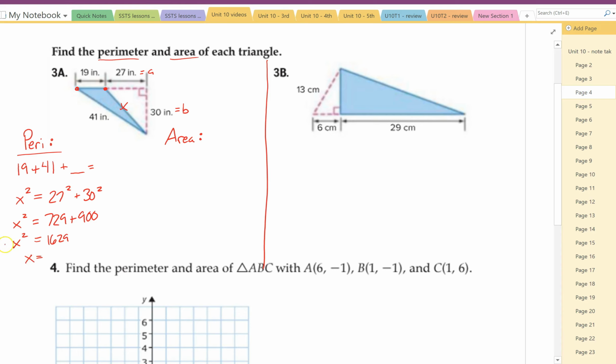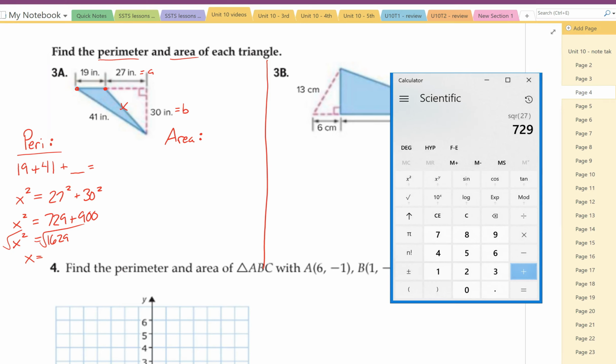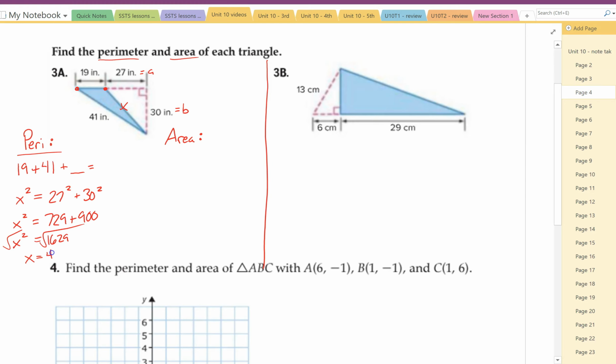So X is going to be 40.36. That's the perimeter of this triangle. In other words, that's the distance I would have to travel if I wanted to go all the way around the triangle. The area is a different problem. Figuring out the area is a different problem.